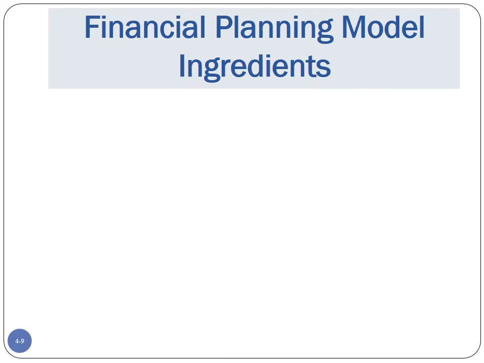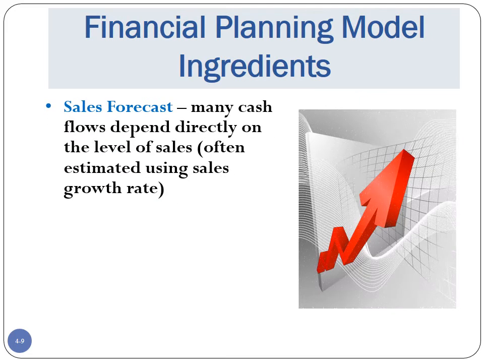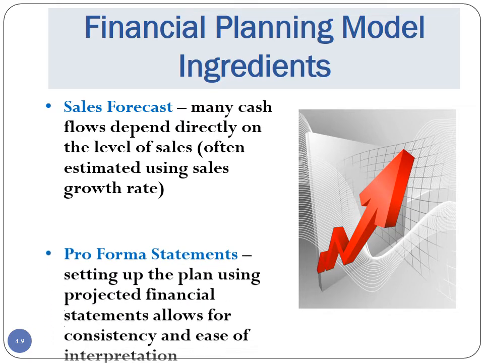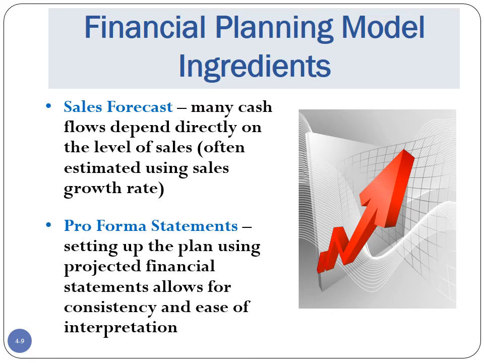We're going to look at some of the ingredients. Well, a primary ingredient is a sales forecast. Many cash flows depend directly on the level of sales, and this comes from the sales force generally and is estimated using the sales growth rate. Something called pro forma statements is very important for you to understand. It's a way of setting up the plan using projected financial statements that allow for consistency and ease of interpretation. They're essentially estimates of what the future is going to look like in financial terms.